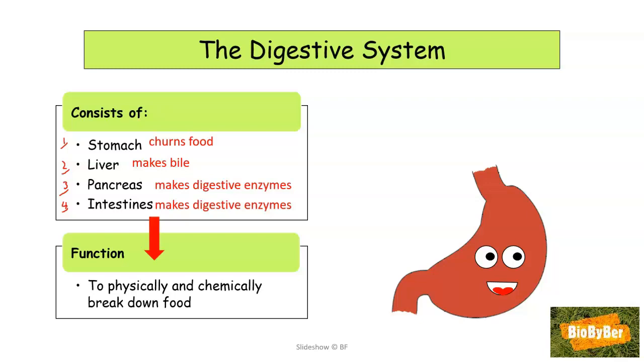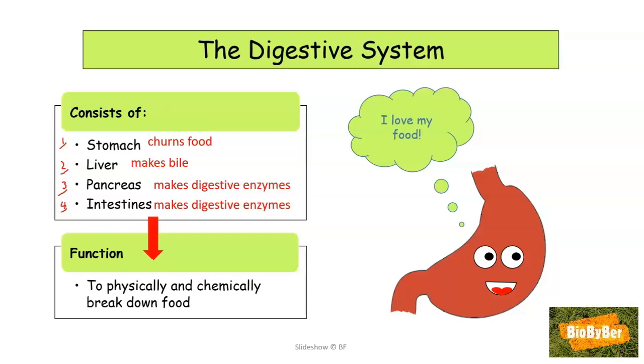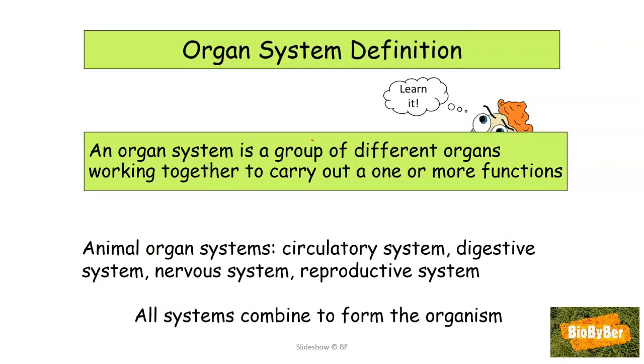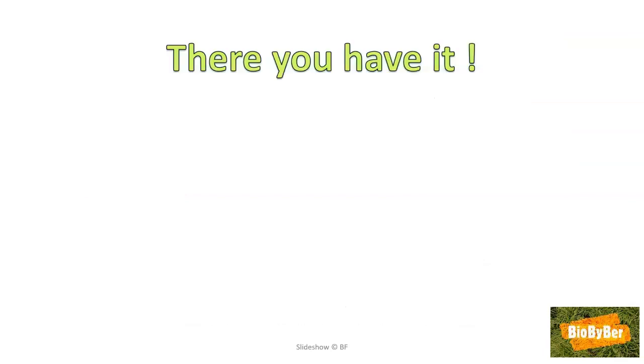Therefore, the digestive system exemplifies the definition of an organ system, because we can see quite clearly that the digestive system is a group of different organs working together to carry out the function of digestion or to physically and chemically break down our food. And there you have it. Practice in a jotter.